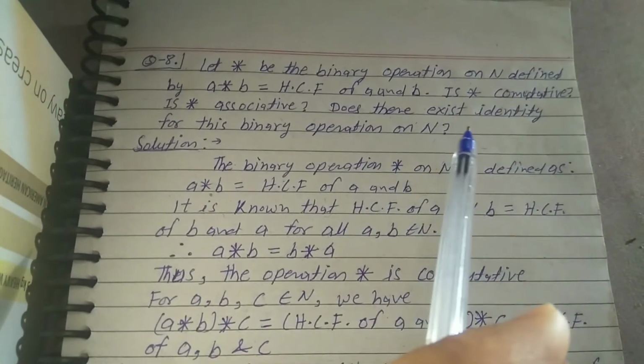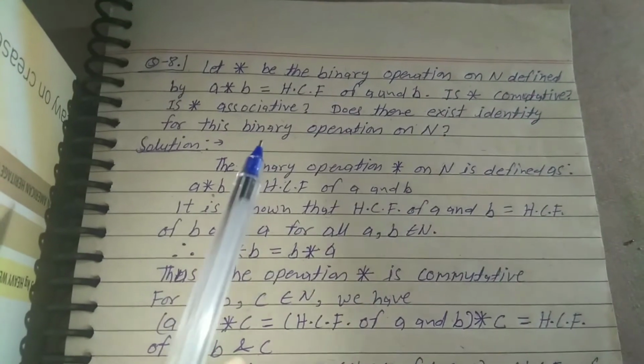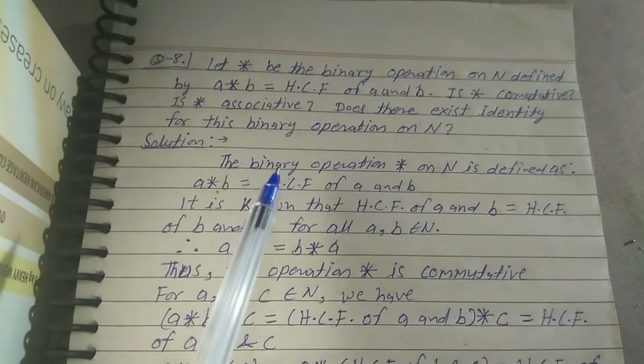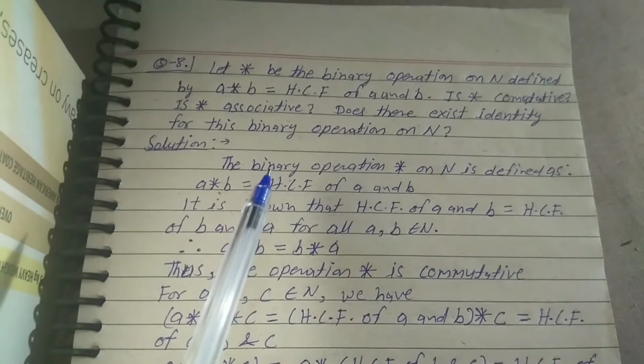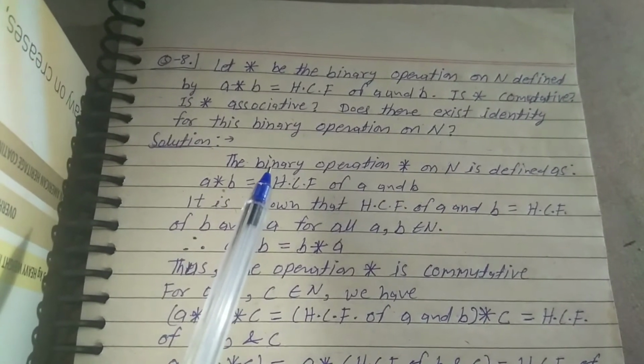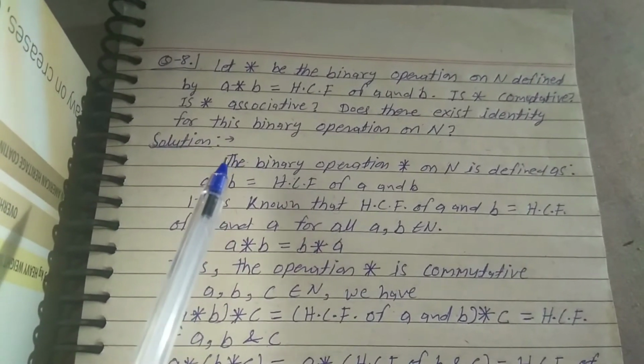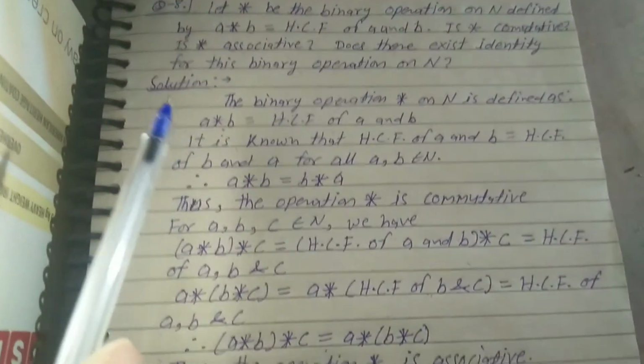Does there exist an identity for this binary operation on N? Means I have to check whether it is commutative, associative for this operation, and also find the identity of this operation.